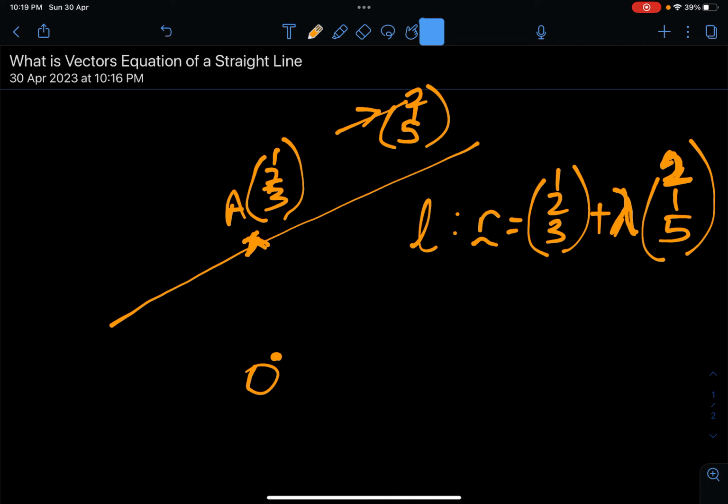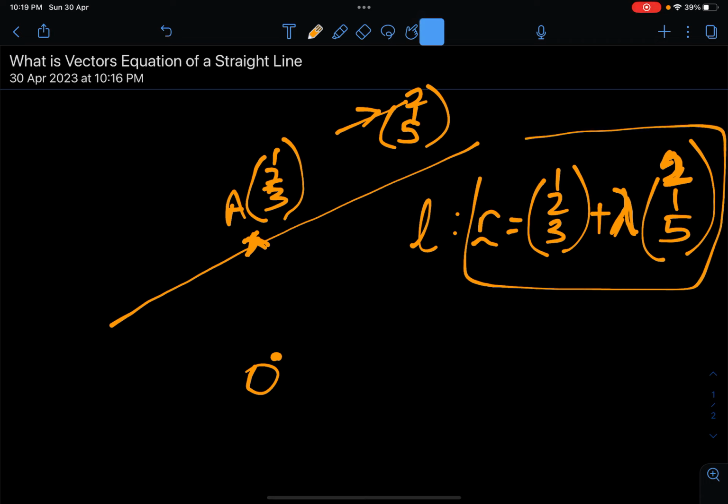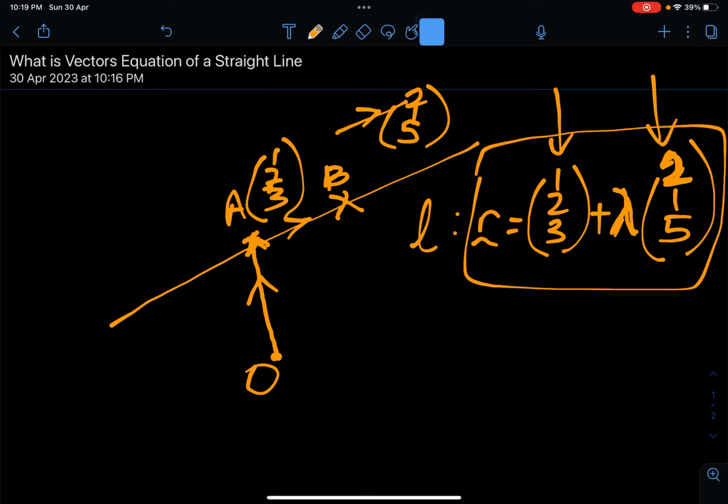But what does this mean? This is something that many students know how to form, the equation of a line, but don't really understand what it means. Let me explain what it means. Let's say I have a point B here. In order to get to B, I need to first go to A, then travel a distance along this parallel vector (2, 1, 5) to go to B.